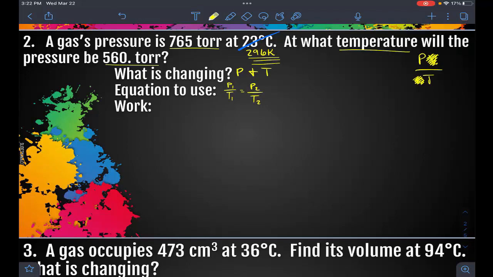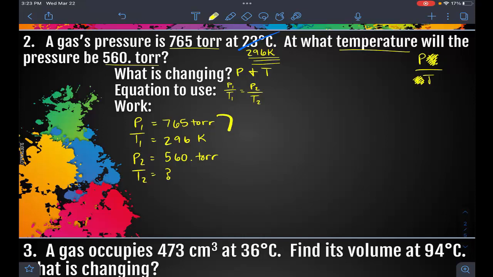Okay. Next up, I'm going to make a list of my variables, P1, T1, P2, T2. And I'm going to read the problem carefully and fill in what I'm starting with as the 1s and what I'm ending with as the 2s. So what I'm starting with for pressure is 765 torr, and the starting temperature is 296 Kelvin. All right, the question is at what temperature will the pressure be 560 torr? So my new pressure is 560 torr, and my new temperature is question mark.